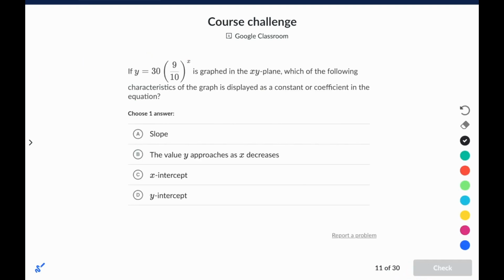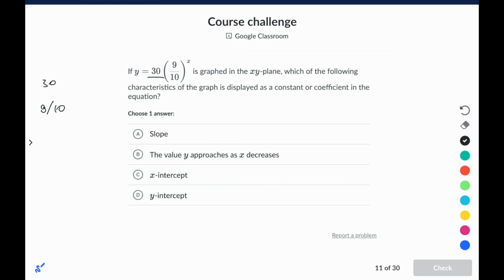Okay. If y equals 30 multiplied by 9 over 10 to the x is graphed in the xy plane, which of the following characteristics of the graph is displayed as a constant or coefficient in the equation? Okay, so which one is displayed as a constant or coefficient? So we know that the coefficient is going to be 30, and as a constant, we also have 9 over 10, so we should find one of them.